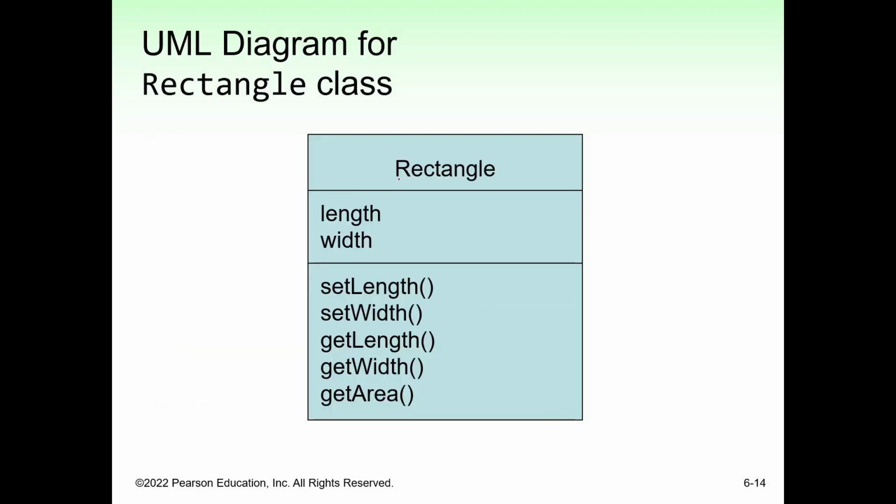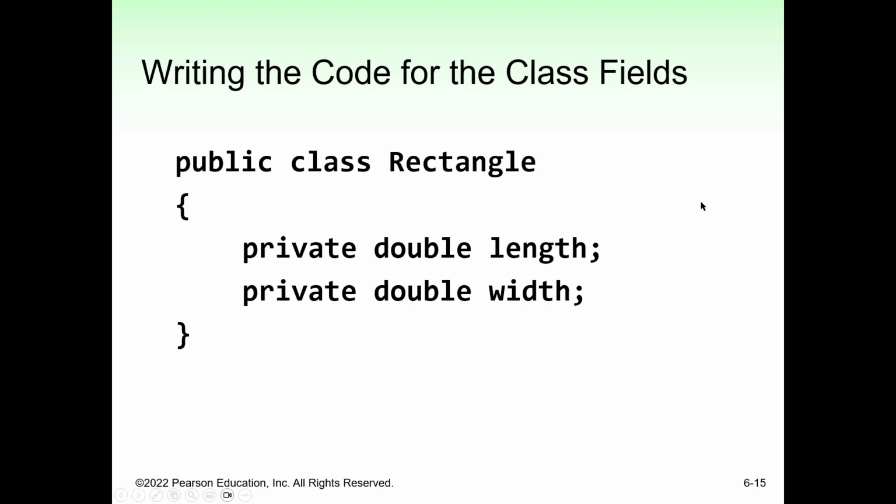So for our rectangle class, this is what it will look like. The name, rectangle, right here at the very top. Then we will have two fields because we only have two variables, right? Length and width, they're right here. And then at the bottom, we have all of the methods that we want this class to have. Now let's start with the actual coding and how it will look like when we actually write the code for all of the information that we just provided to our class.